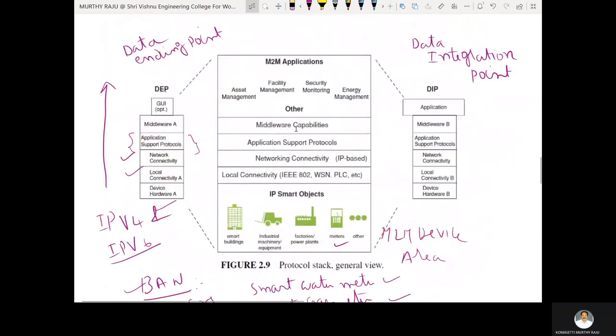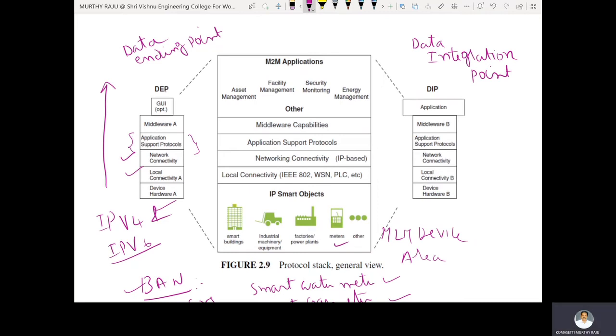Here, there are some application support protocols: CoAP, Constrained Application Protocol, and HTTP, Hypertext Transfer Protocol. Hypertext transfer protocol is used to search web pages on the internet. Constrained application layer protocols are used to connect the constrained nodes to the IoT network with the help of constrained networks.